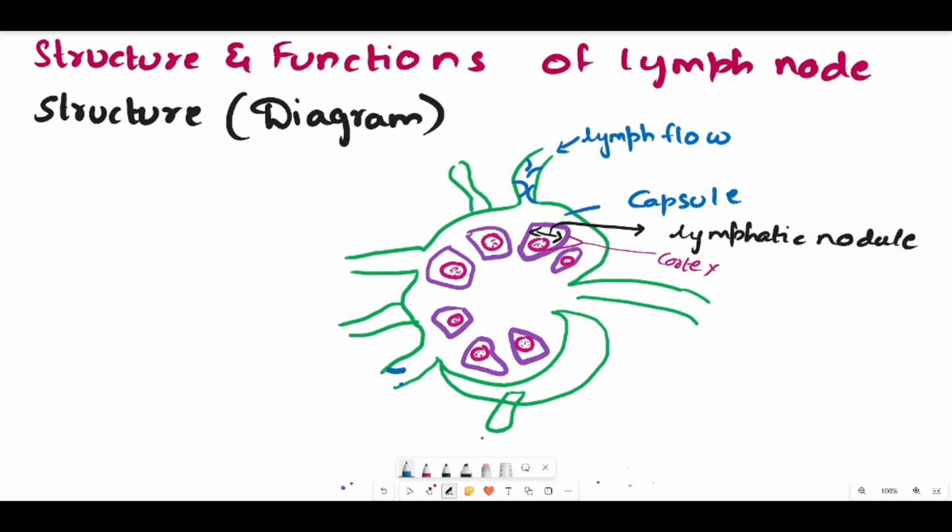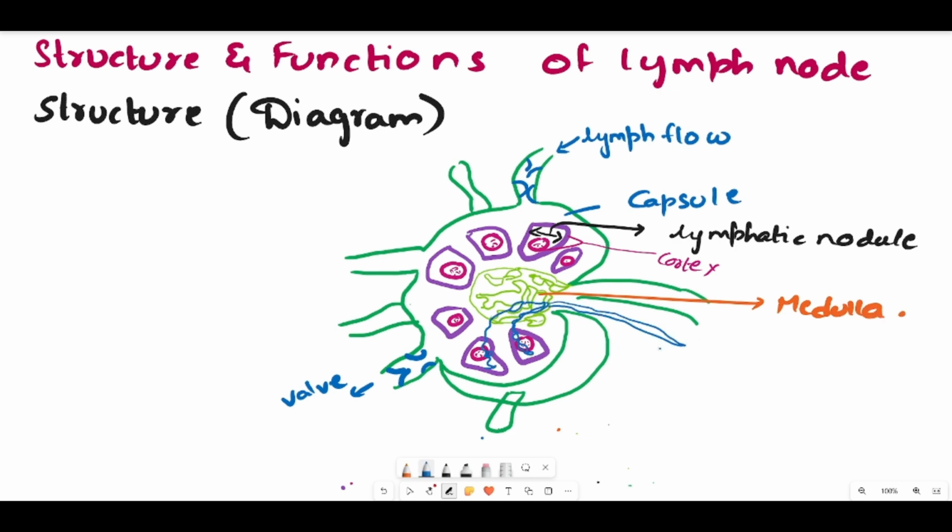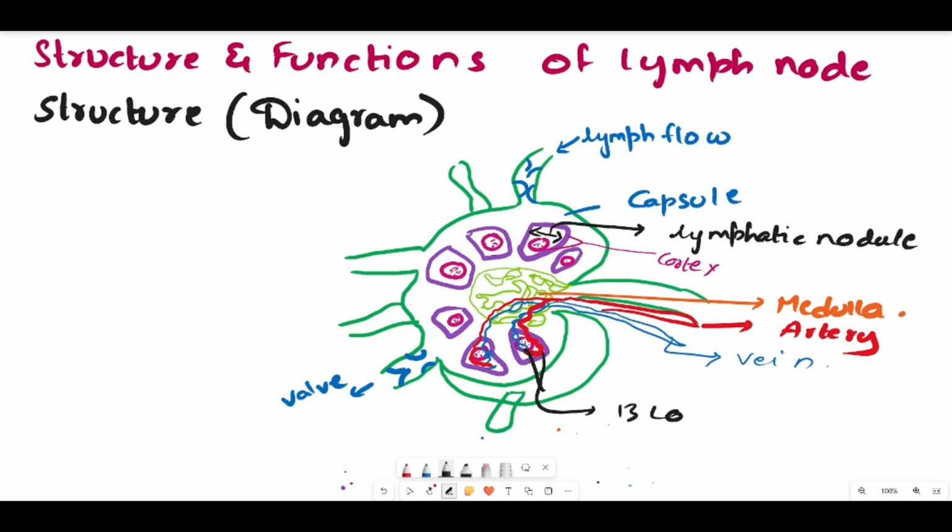And here there is a valve, so this is called the valve. This innermost part is called the medulla, and this blue colored part we call a vein. This red colored part we call an artery. And these red and blue colored parts we call the blood capillaries. Here these two we call the afferent lymphatic vessels.